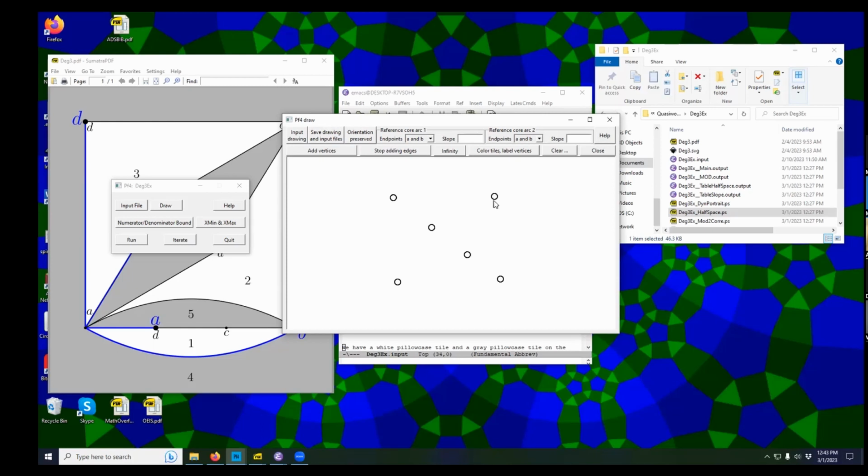If we click a vertex, I'll click this vertex, it turns red. That's telling us that this vertex is the first vertex of an edge that's about to be constructed. Now, if we click on another vertex, an edge appears between the two vertices. Let's do it again. Click on that one. And we have enough edges for now. Let's stop adding edges.